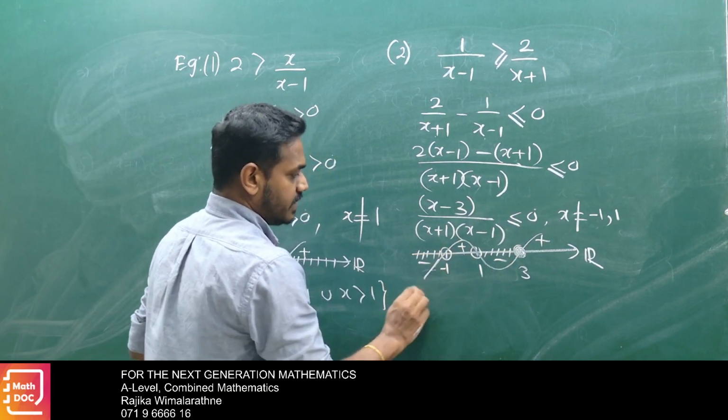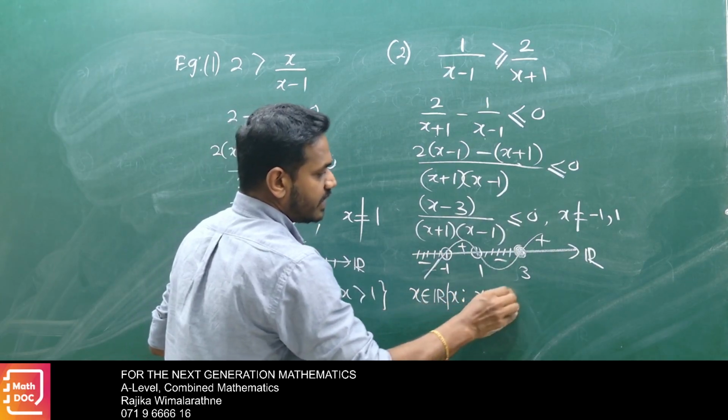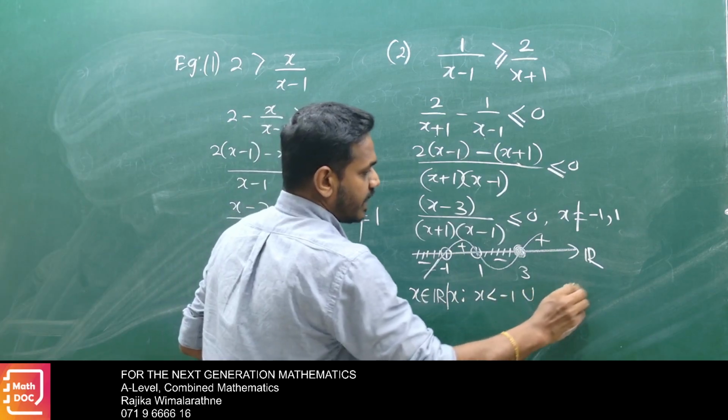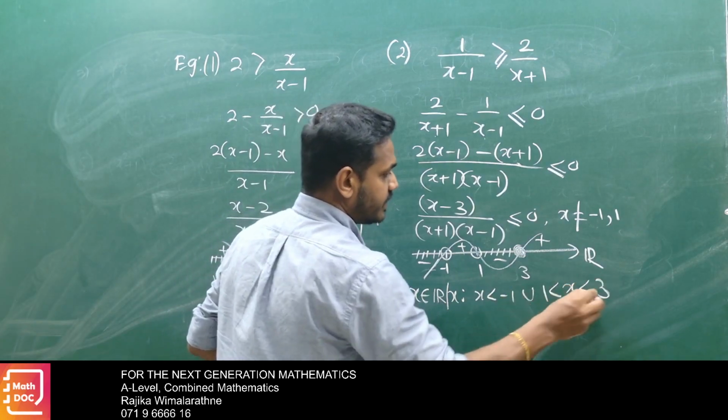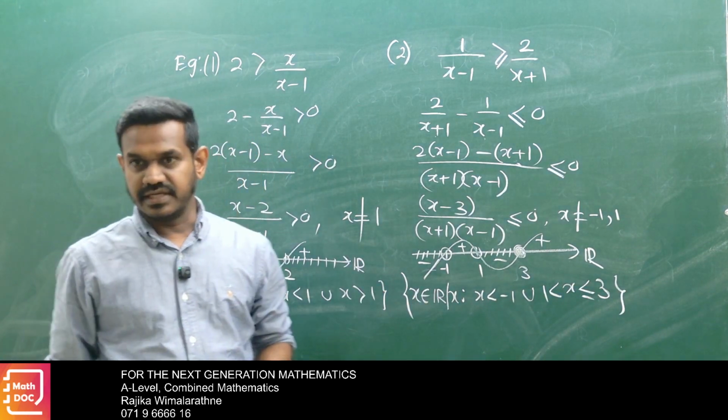Here it is. Then final answer, x element of real set x such that x less than minus 1 union x in between 1 to 3 with equal 3, no? Okay. Then very simple thing.